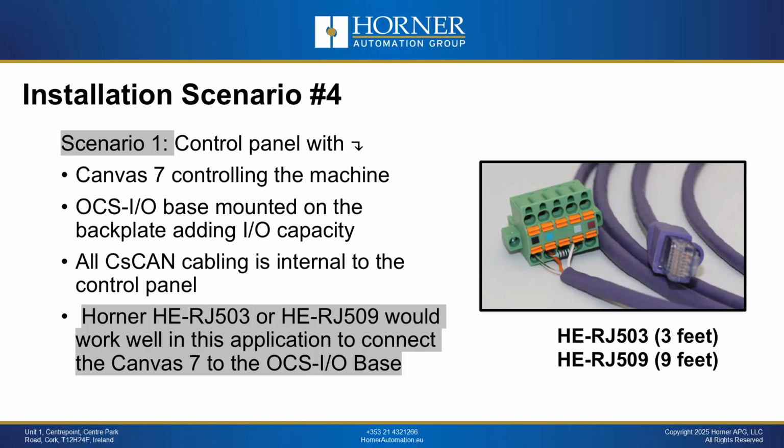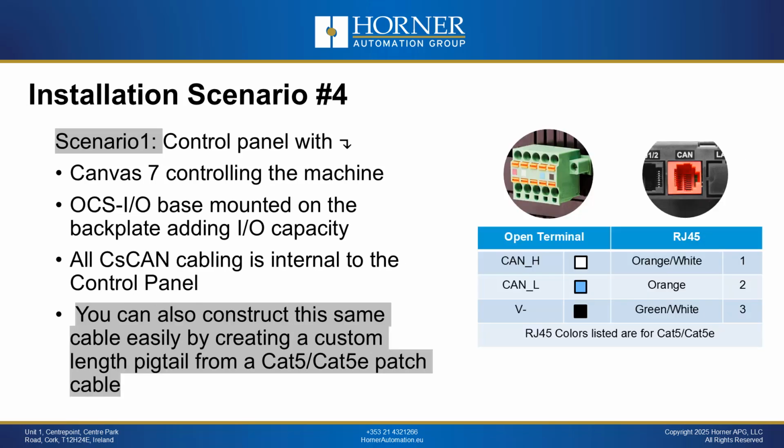One easy way to solve this is to purchase a cable from Horner that has already built that interconnection, an open style CAN port and an RJ45 style CAN port, and it is available in two different lengths, 3 feet or 9 feet. But you can also build this cable yourself by taking a standard RJ45 patch cable and cutting it to length and connecting it to the open terminal block that's included in the box with your OCS.